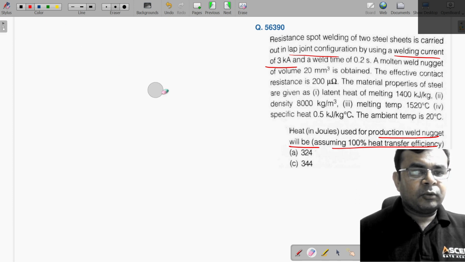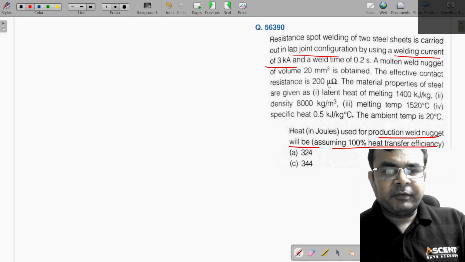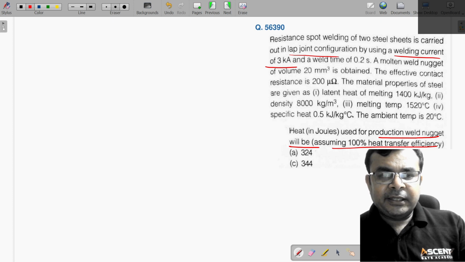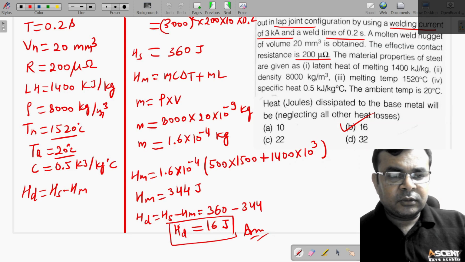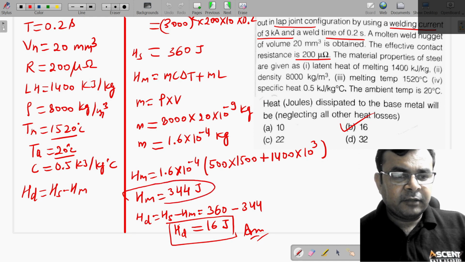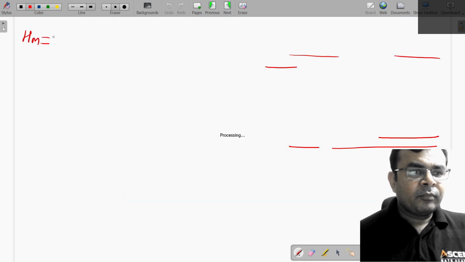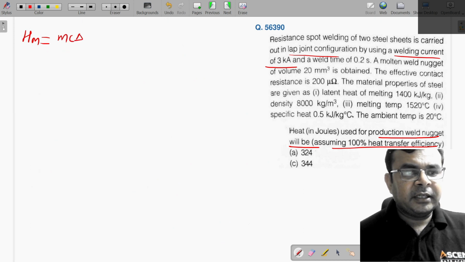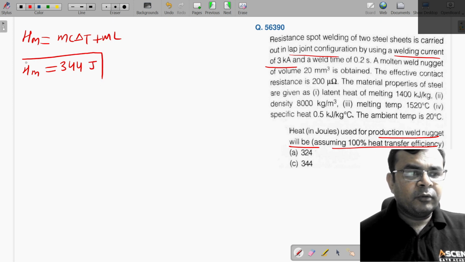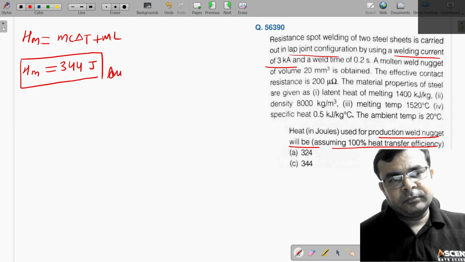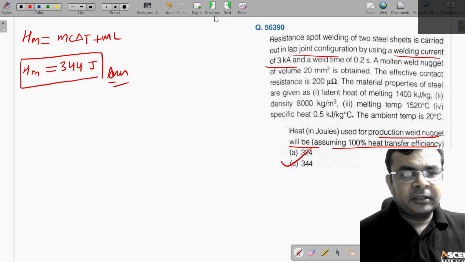This is a continuous question from the previous one. Here we need to calculate how much heat is used for producing the weld nugget. It means here we actually need to calculate HM. In the previous question you can see HM is 344 joule. So simply you can also calculate by using this formula, MC delta T plus ML, and we already calculated it in the previous slide. So directly I'm writing here, 344 joule. Correct, this is the correct answer.